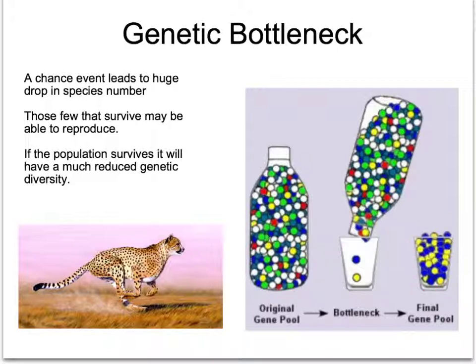A good example of that is the cheetah here. Apparently the cheetahs underwent a genetic bottleneck. They were hunted to almost extinction, so you can imagine all the different alleles in the genetic makeup of the cheetah species were in this bottle. The bottle got tipped upside down. This bottleneck effect is humans hunting, and just 1 or 2 individuals, or a few hundred individuals survived.